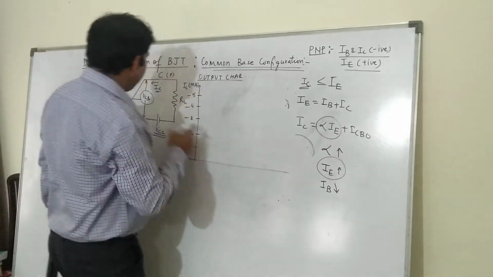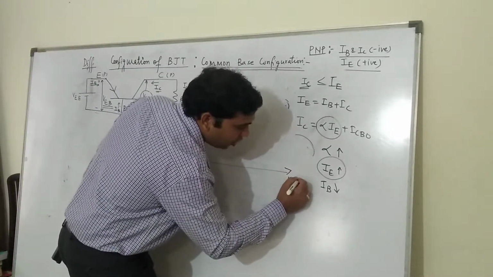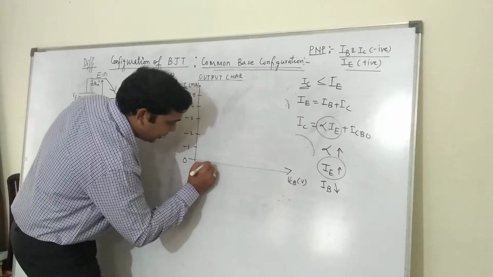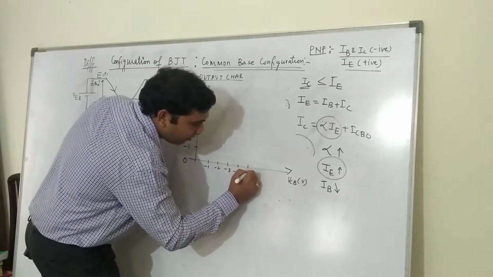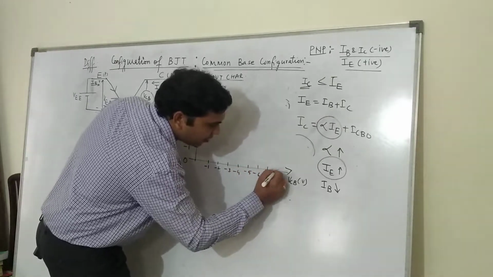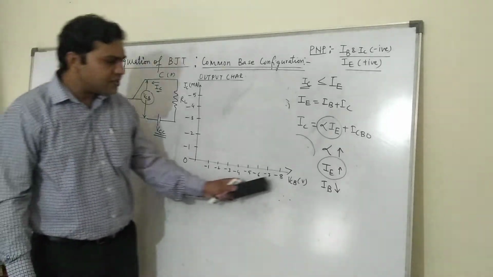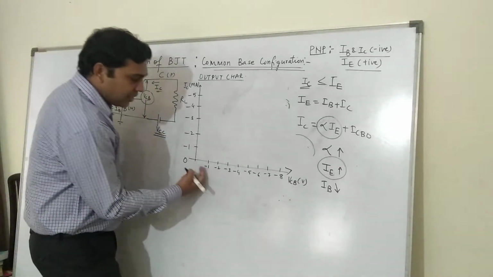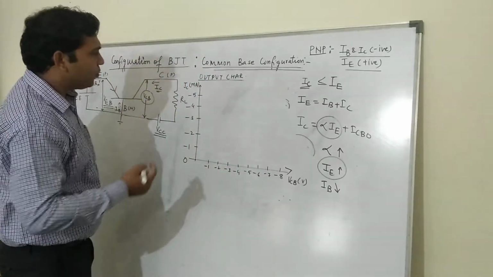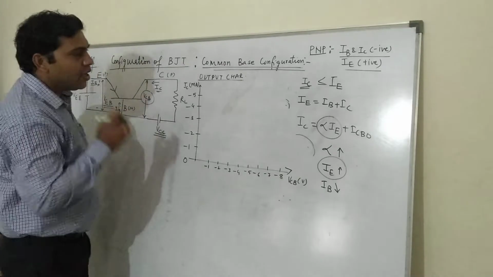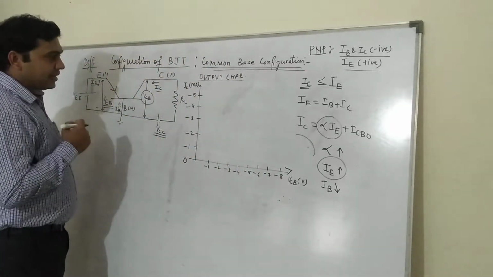Now VCB. VCB is negative, as I already told you. VCB is in volt, but it is negative. So let's say here -1, -2, -3, -4, -5, -6, -7, -8. Since this is a reverse bias voltage, I am just keeping 1, 2, 3, 4, 5, 6, 7. I am not going as 1.1, 1.2. There is no meaning in reverse bias like this. Now I need to plot the output characteristics.